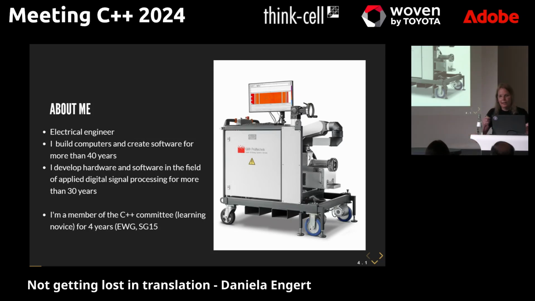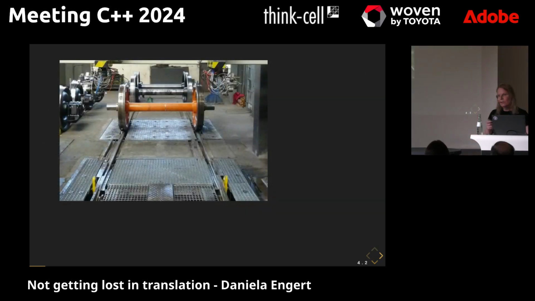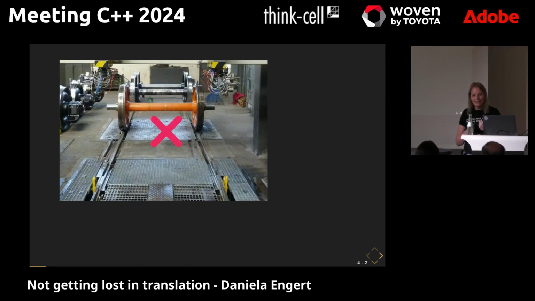What this machine does, it looks at wheel axles. And what a wheel axle is, this is the orange colored piece of a train wheel, and this is a look into a freighter depot in a company in Germany. And this is not what we are looking at right now.